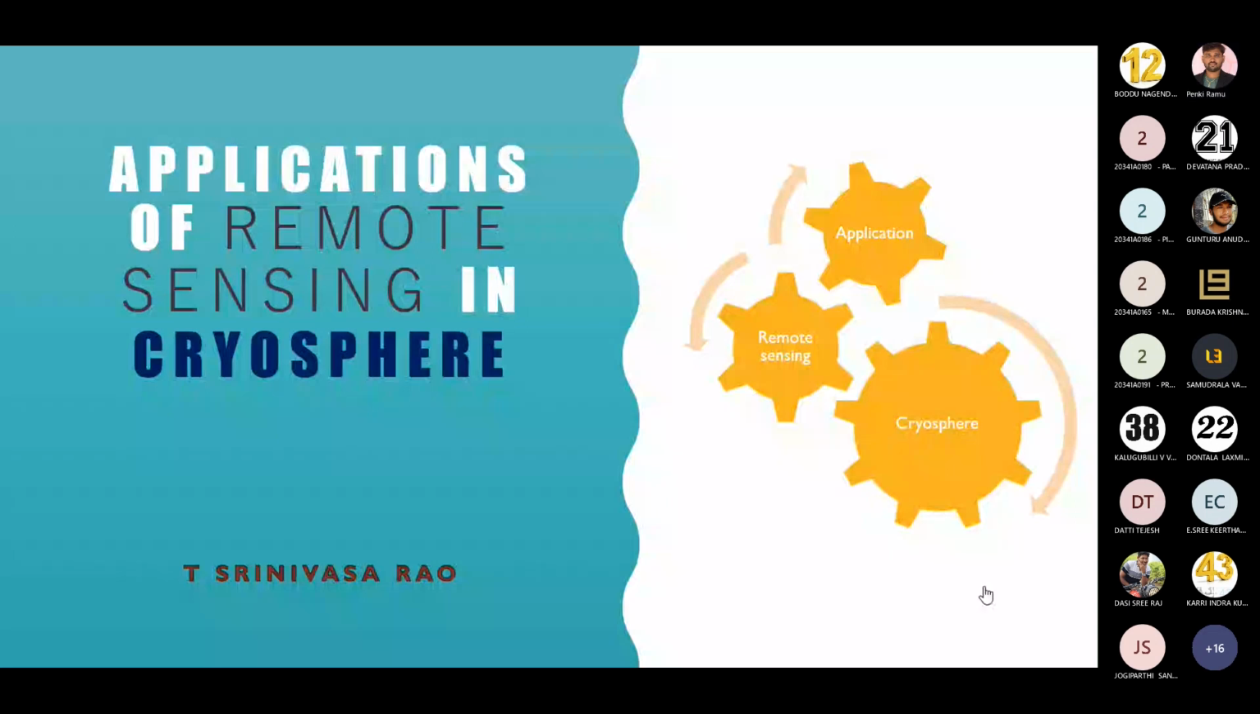So, let's go into this presentation. The agenda for today's session is, first of all, I'm going to discuss what is cryosphere. Then I'm going to discuss a little bit of basics about remote sensing as well. Then in which areas we can apply remote sensing in this particular field of cryosphere. After that, if you have any questions, you can discuss them.